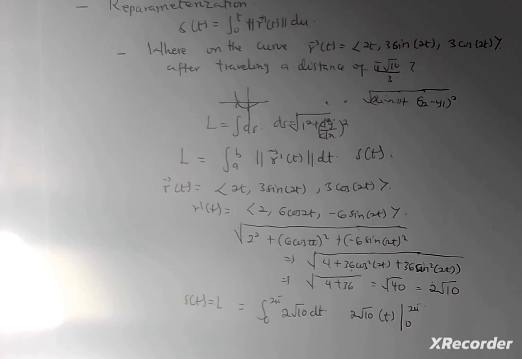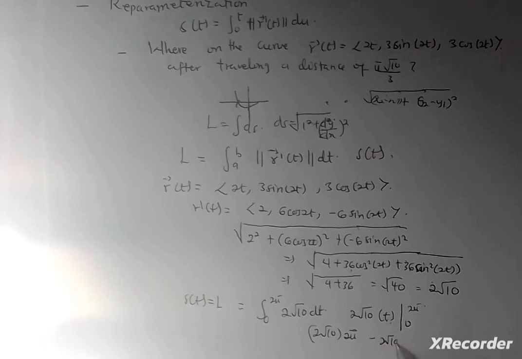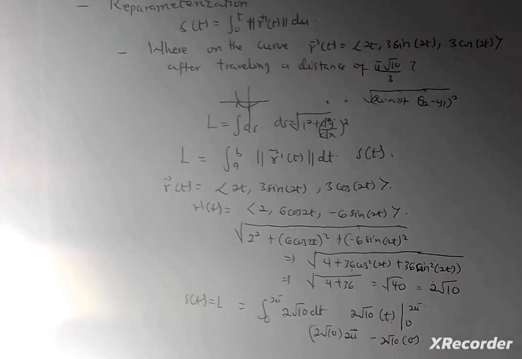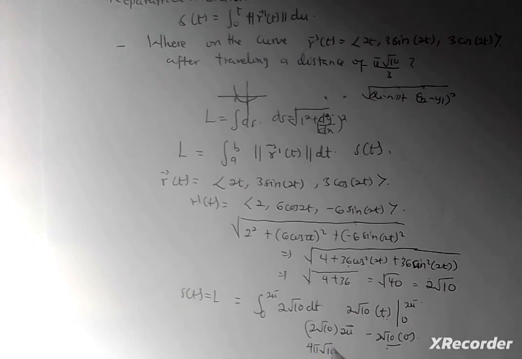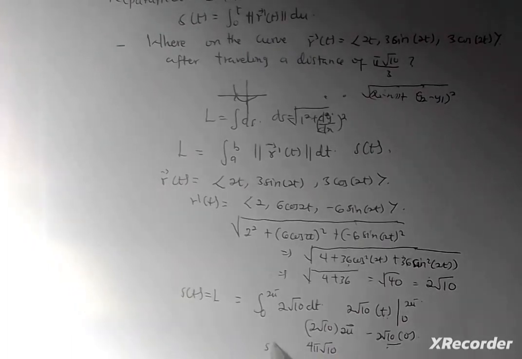What am I getting? I'm going to put 2 pi here minus putting 0 there. So 2 root 10 multiplying 2 pi minus 2 root 10 multiplying 0. When I get this, this side will go away, then this will give me 4 pi root 10, s of t, and this is simply my length of the arc. Let's go to reparameterization.